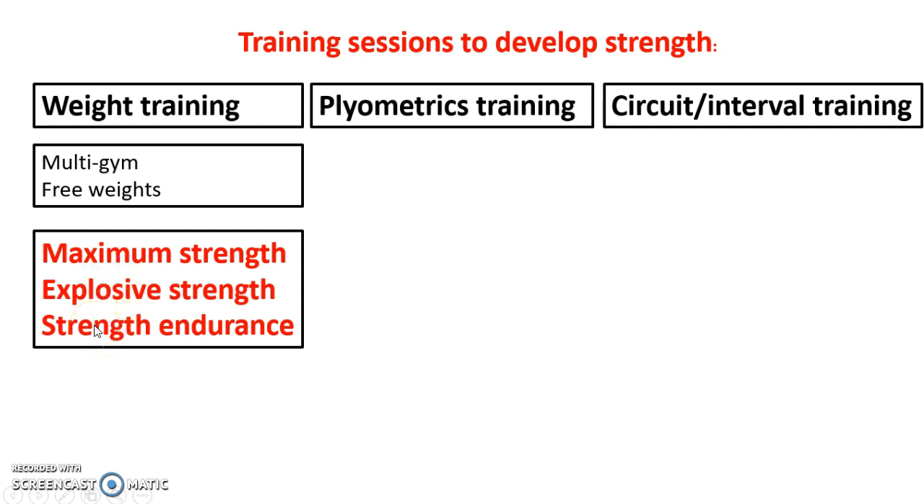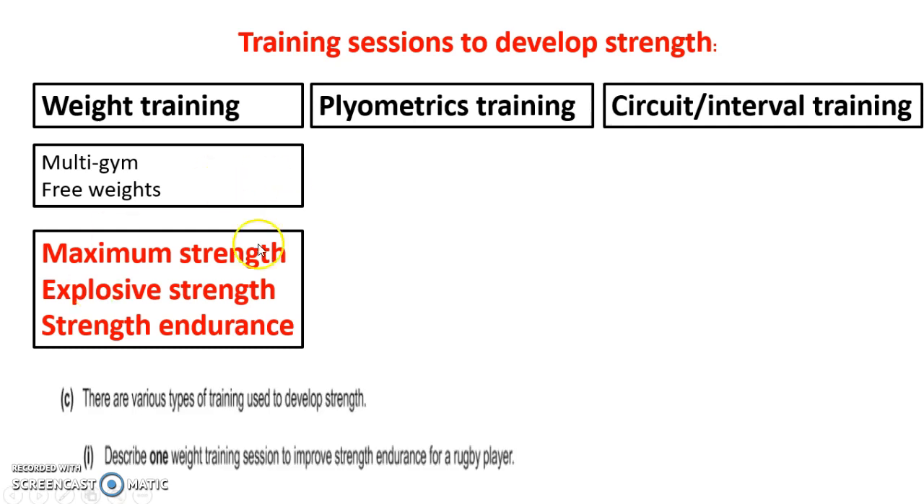For example, an exam question that came up in the 2018 AS exam was this. Various types of training used to develop strength, and it says here, describe one weight training session to improve strength endurance for a rugby player. So what you have to do is know how strength endurance would be different to explosive strength and maximum strength when using weights. We'll have a look at that again in a minute. Hopefully you feel like you can answer that after we look at the weight training part of the screencast.